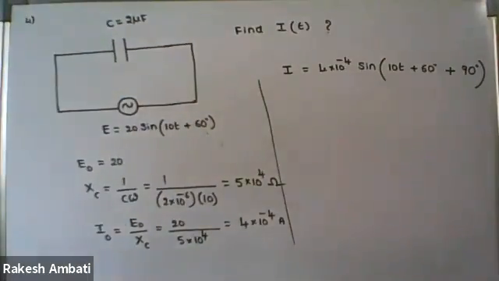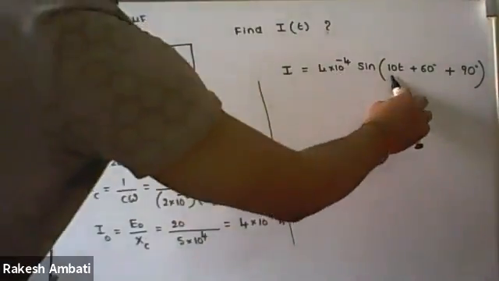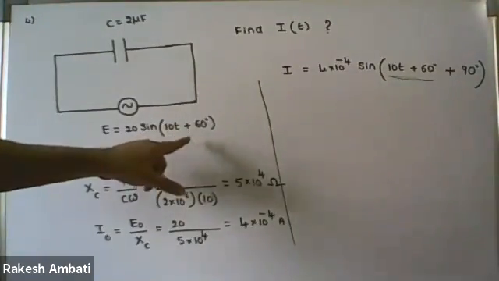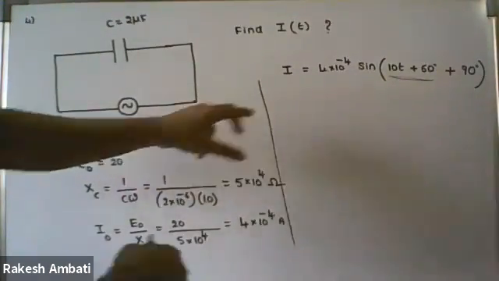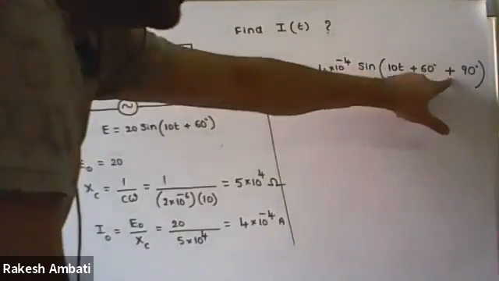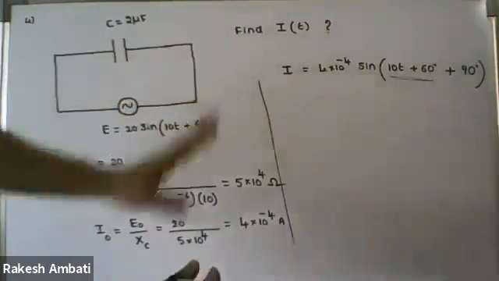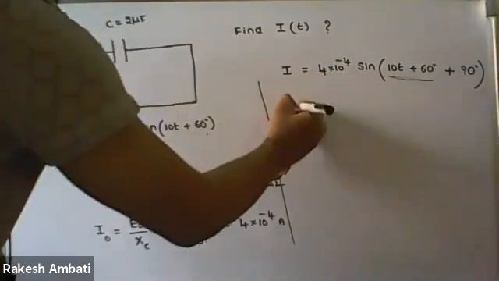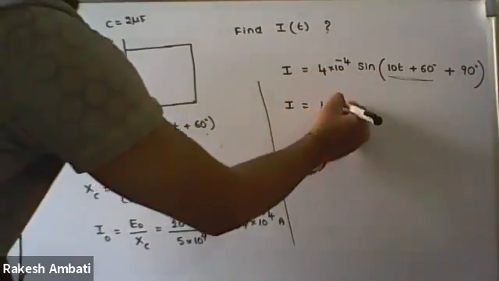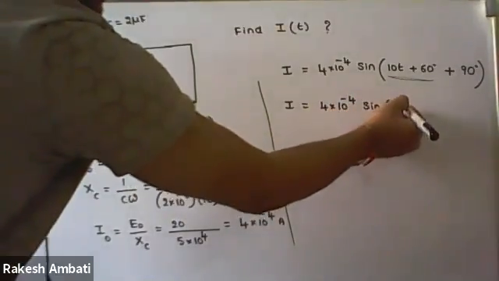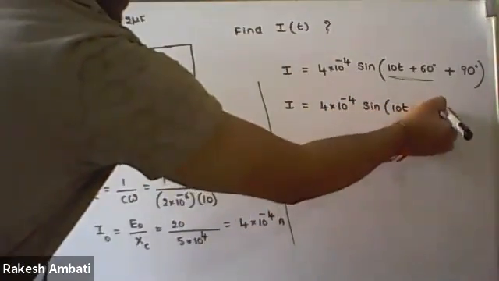That is the answer. This 10t plus 60 degrees, from where did we get it? From the EMF equation. Now with respect to EMF, current leads by 90 degrees. So the current as a function of time is I equals 4 into 10 power minus 4 sine of 10t plus 150 degrees.